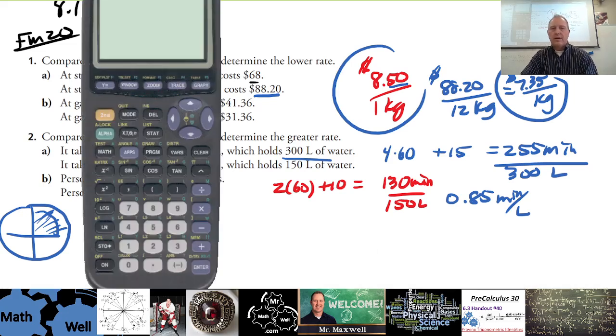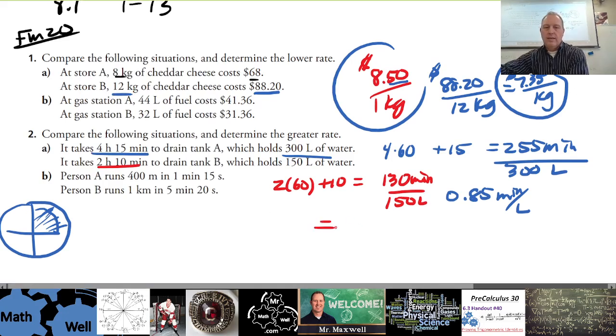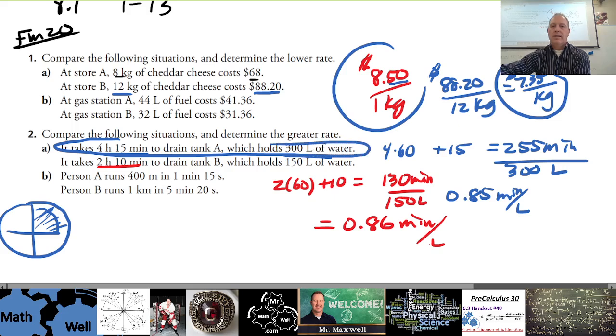What do you got there for a number? Anybody do that? Point what? 86? Okay, 0.86 minutes per liter. That's enough to tell us that this one is the greater rate, right? It's more. Well, does it say the greater rate? Yeah, greater rate. Well, this is more minutes per liter.